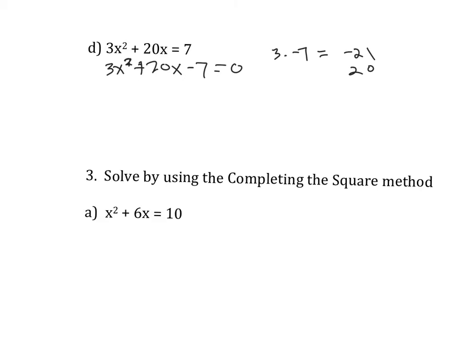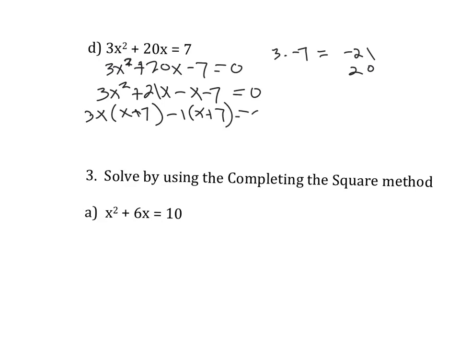Okay, so that would give us the numbers negative or positive 21 and -1. So we would break this into 3x squared plus 21x minus x minus 7, and again equals 0. And by factoring by grouping, we get 3x times x plus 7 minus 1 times x plus 7 equals 0. We would factor out the x plus 7 to give us x plus 7 times 3x minus 1 equals 0.